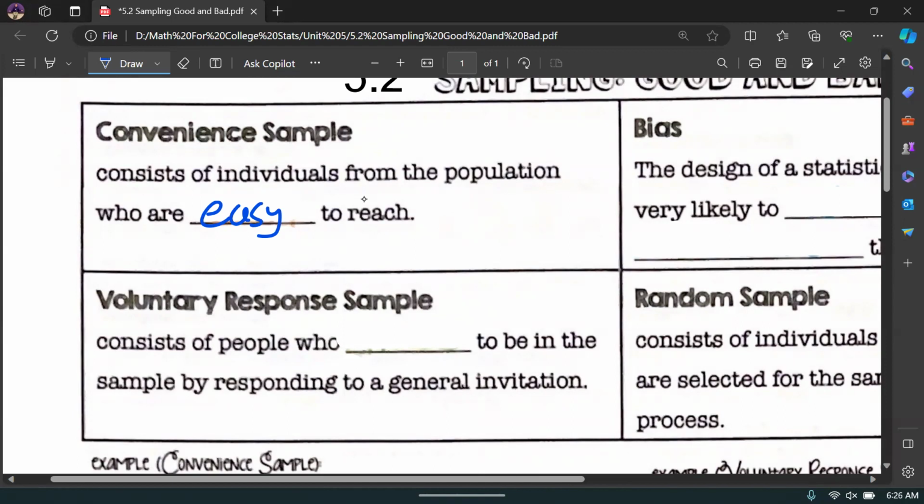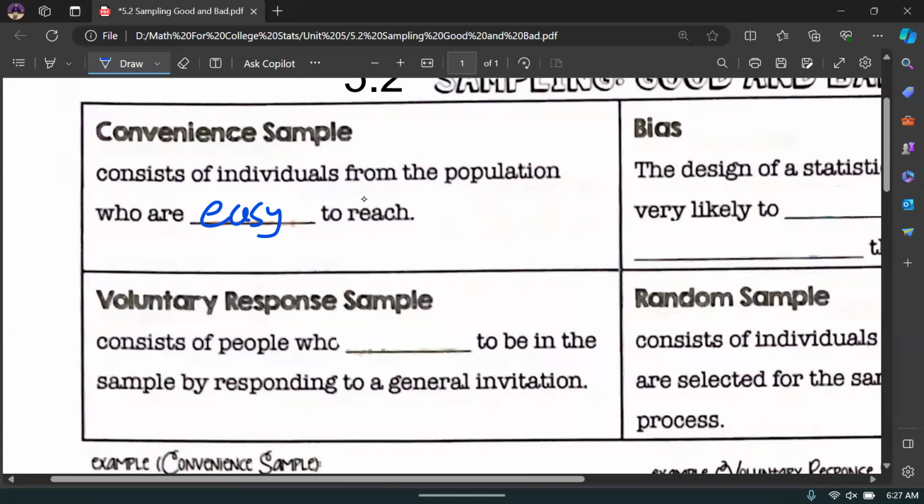So a convenience sample consists of individuals from the population who are easy to reach. Basically, if you're going to do a sample and you just go straight up and ask your friends, or if you just ask the first people who walk in the gate in the morning, that's a convenience sample. It's kind of in the name, right? You just go out and get the first people you think of getting.